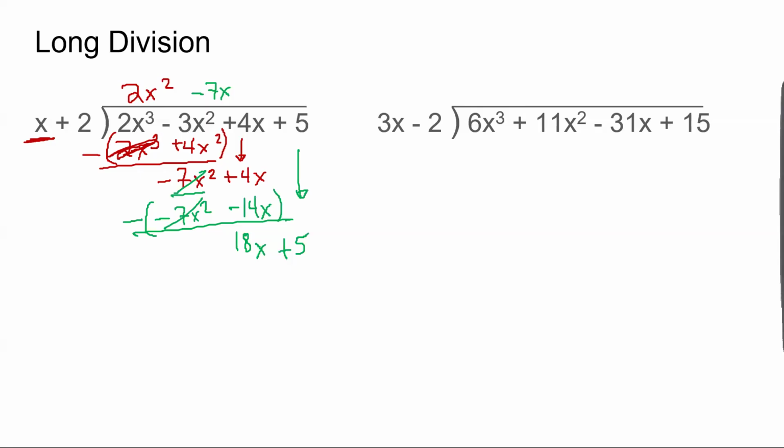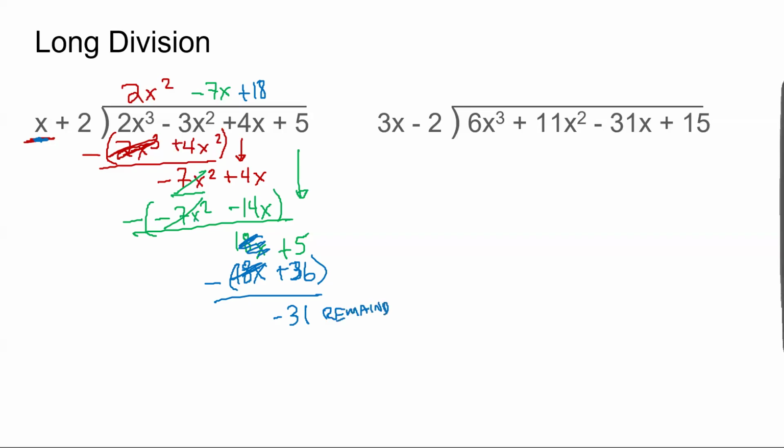All right, round three, do it one more time. I need something on the top times x that will give me positive 18x. So that would be a positive 18. Multiply it back times x would be 18x. 18 times 2 is 36. And I draw a line and subtract. Okay, 18x minus 18x is going to cancel. And 5 minus 36 would be a negative 31. That is my remainder. This one did not go in there.